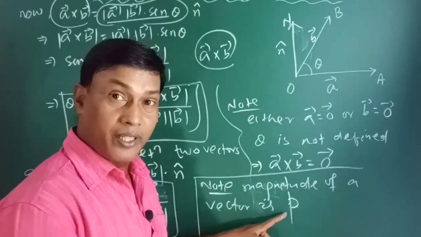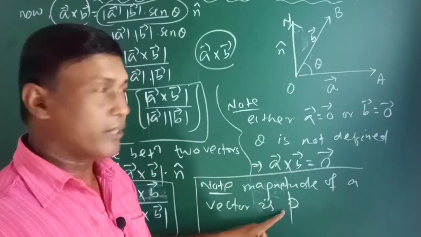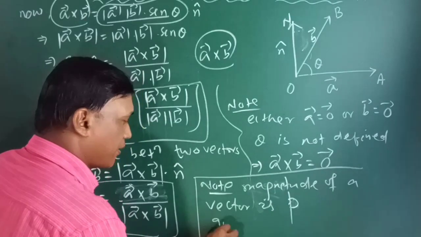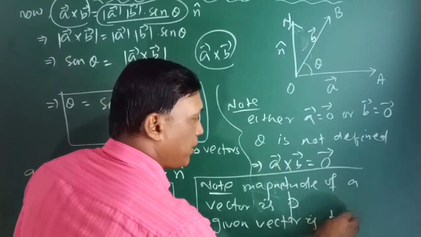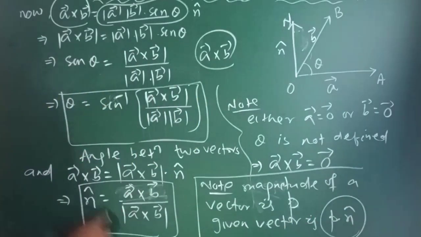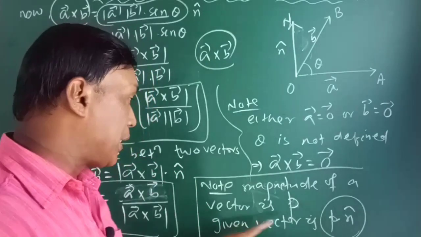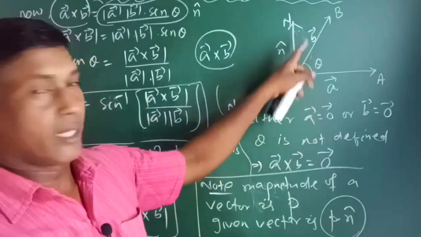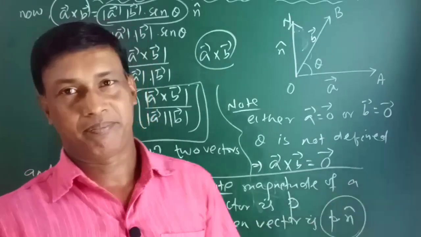If the vector is perpendicular to A and B, that means the direction of this vector is n cap, and the vector given is P into n cap. So P into n cap means P into this. So if you are given the magnitude of a vector, 7, 8, 9, anything, and the vector is perpendicular to both A and B, that vector is the magnitude into n cap.